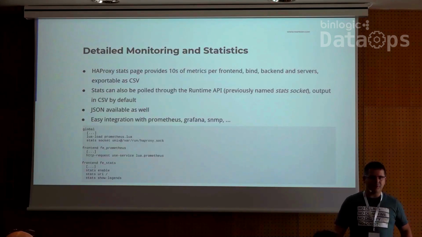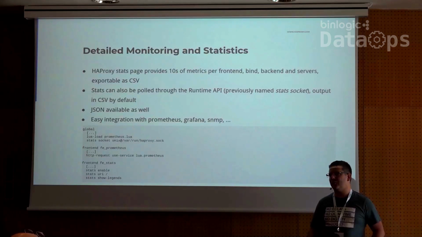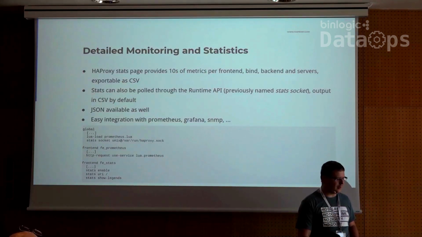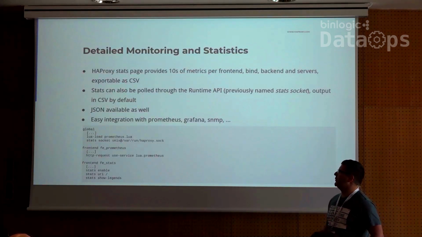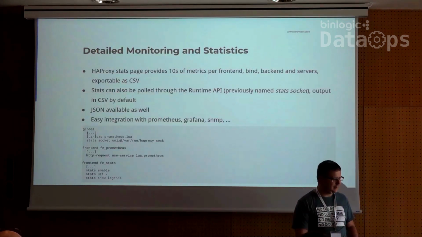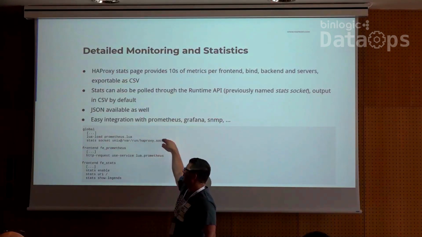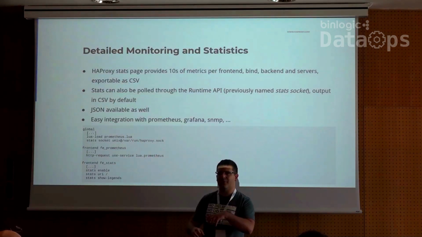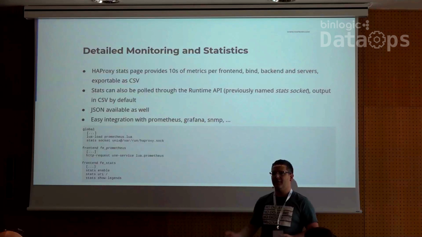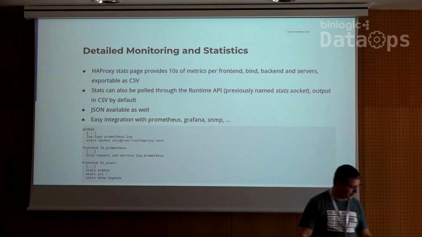They are exposable as CSV, and you can also have the JSON version when you do the show stats over the runtime API of HAProxy. The advantage is that you can easily integrate that with Prometheus, Grafana, SNMP, etc. That's as simple as either exposing this Lua socket or using the Prometheus Lua script that will turn the internal statistics within the Prometheus format. And as soon as it's exported within the Prometheus format, then you can use Grafana, etc.